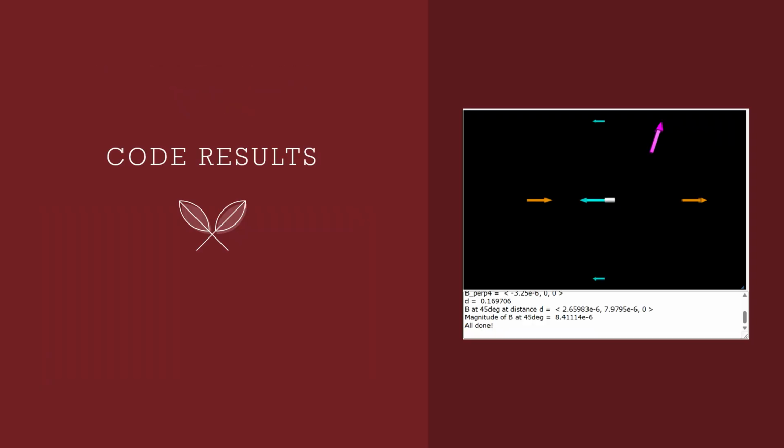And then to the right here are the actual results for our computational model. You can see the arrows for the perpendicular axis as well as the parallel axis. Our d value is 0.169706. And then the B, which is that arrow, the B at a 45-degree angle was located at 2.65, 7.97, and it had a magnitude of 8.41 times 10 to the negative 6.